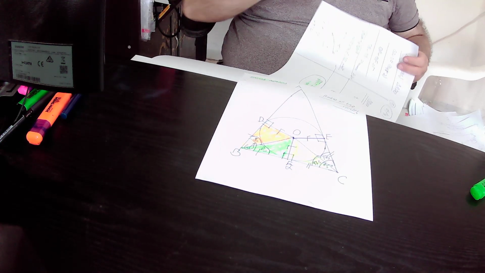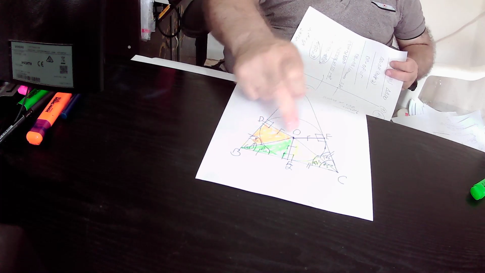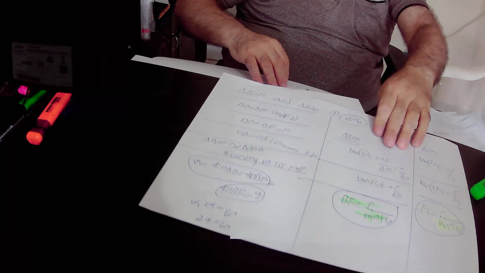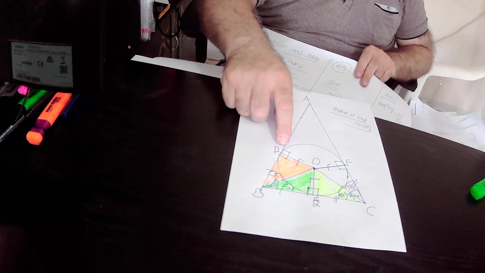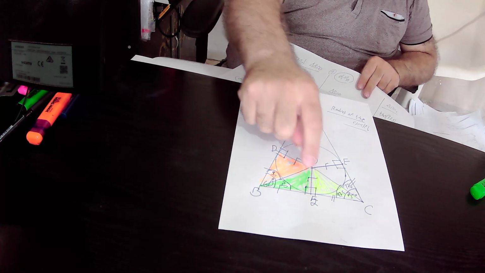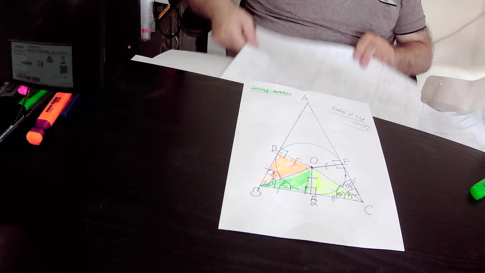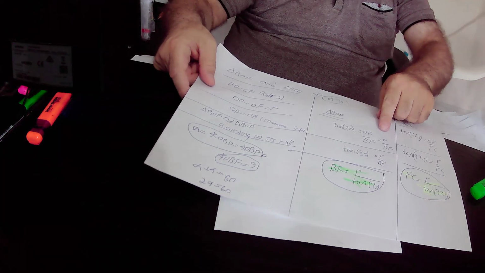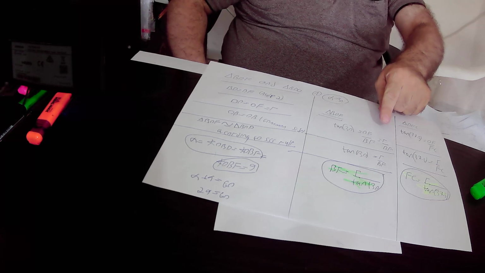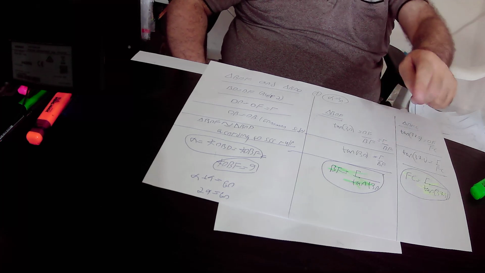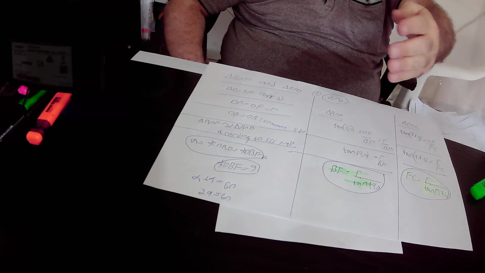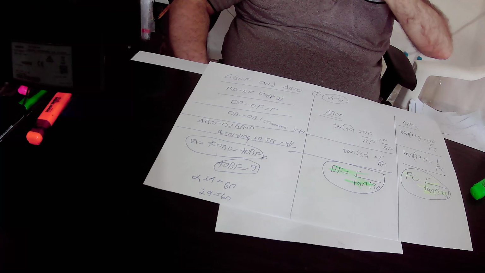Then we focus on the green triangle BOF. In the green triangle BOF, tangent 30 degrees equals OF over BF. OF equals R, so tangent 30 degrees equals R over BF. Then we multiplied this equation by BF and divided by tangent 30 degrees and found that BF equals R over tangent 30 degrees.